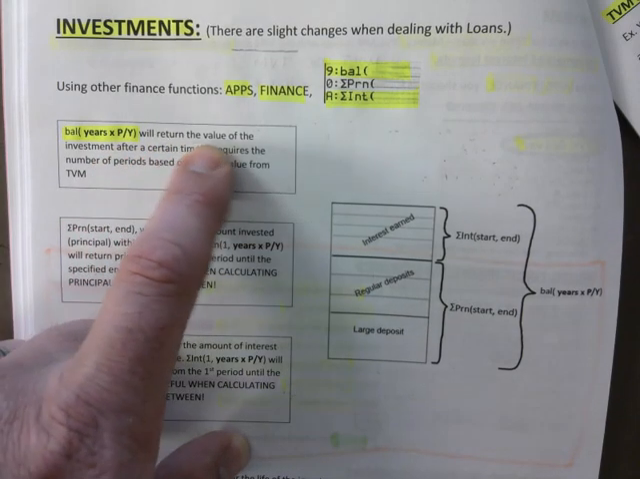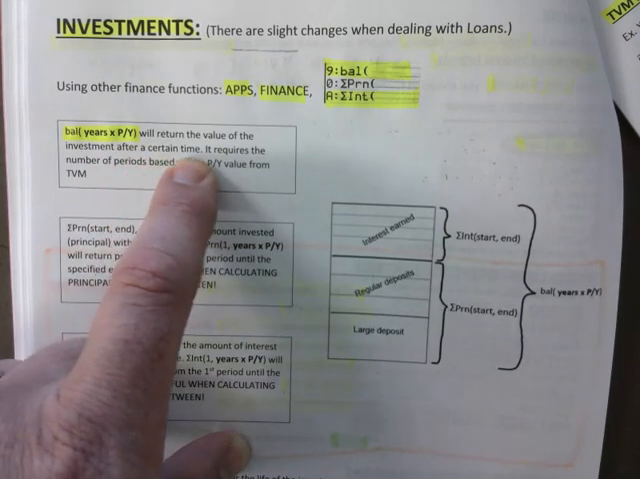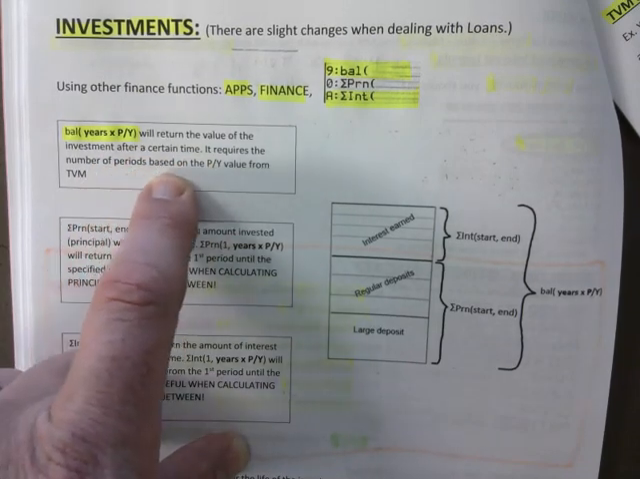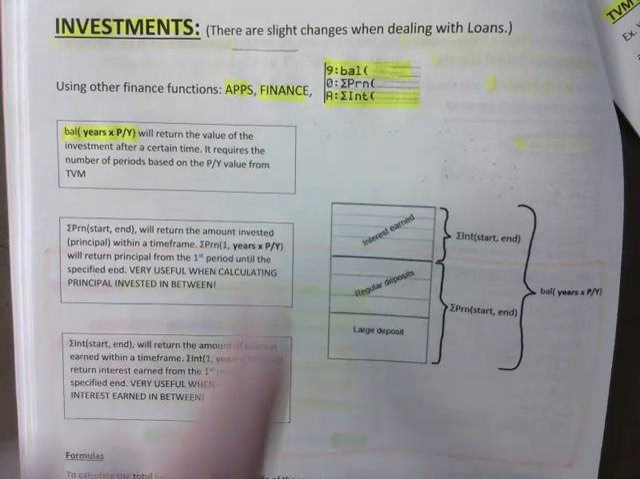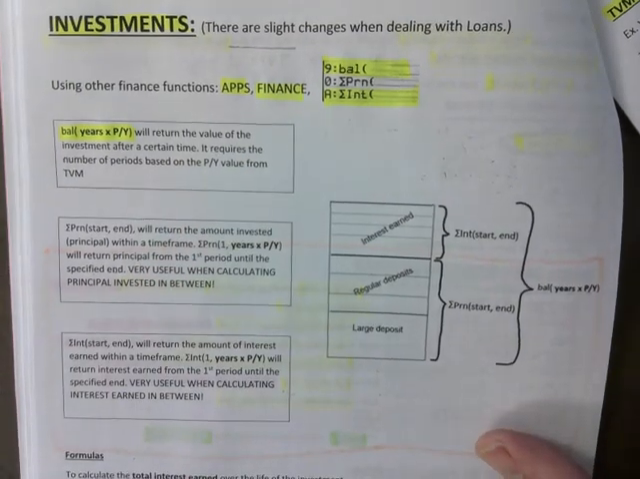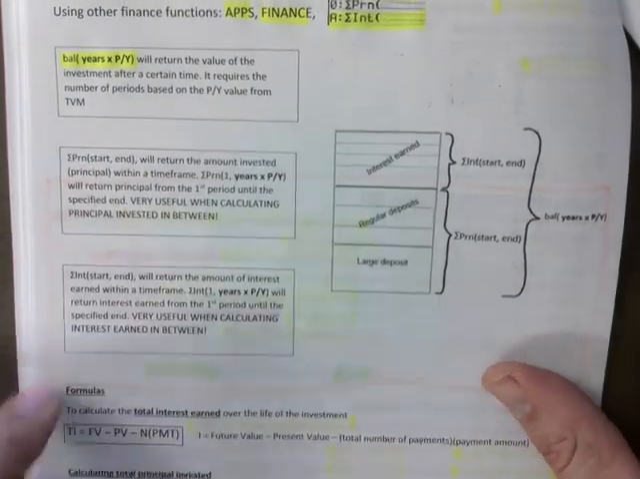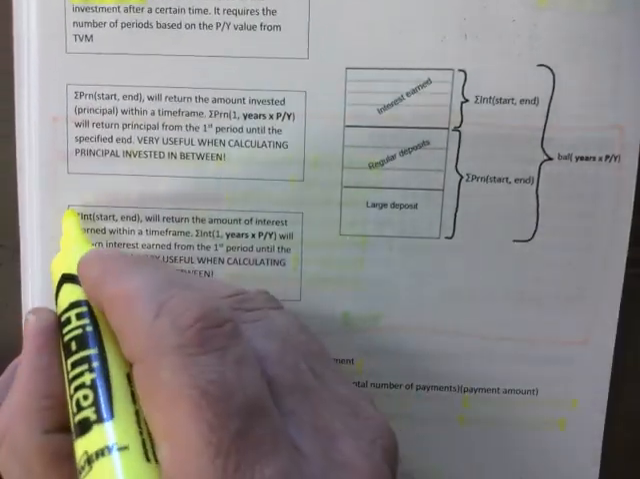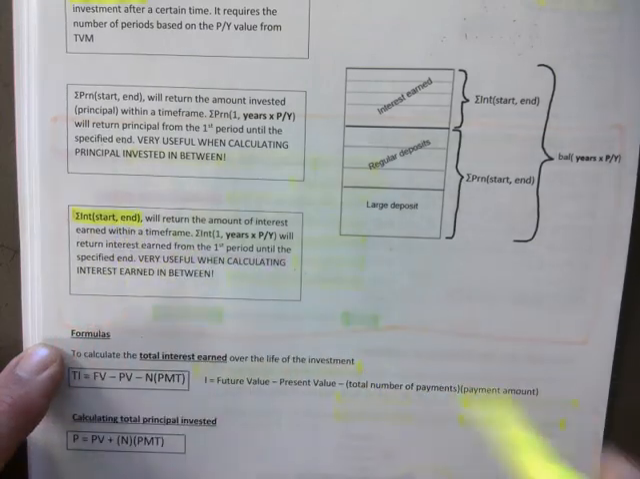And what does it do? It will return the value of the investment after a certain time. It requires the number of periods based on PY, and you get that from the TVM solver. I will skip this one, and just because I think that if you just have these two, you're fine.